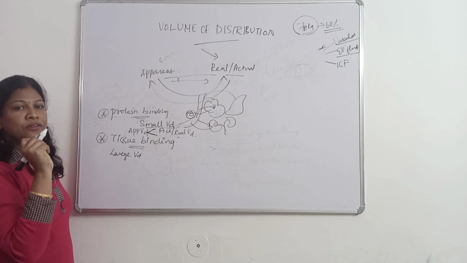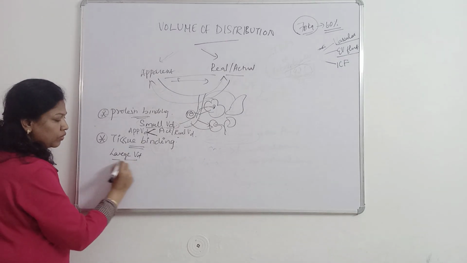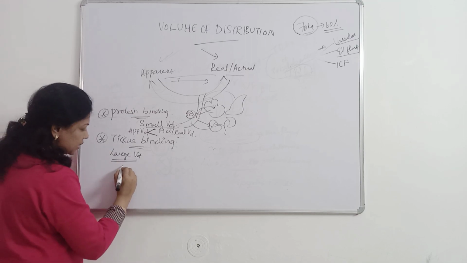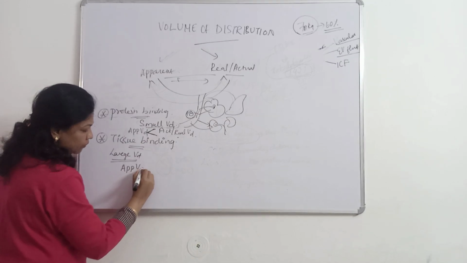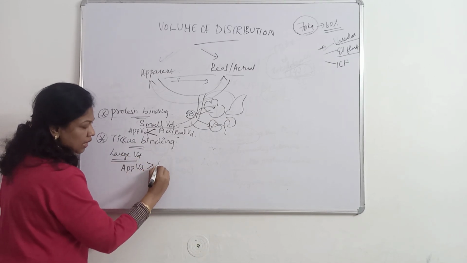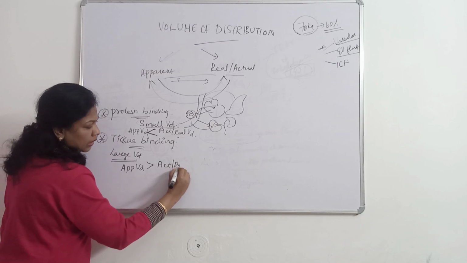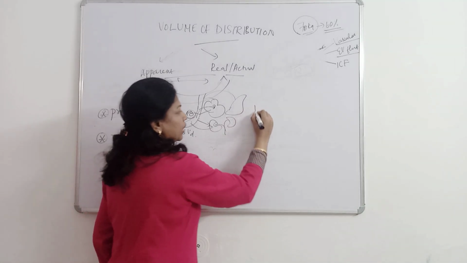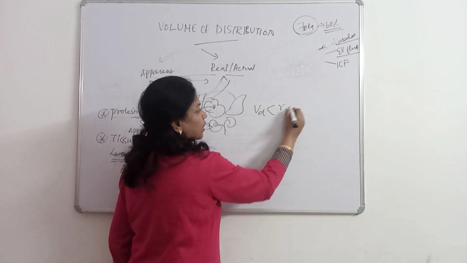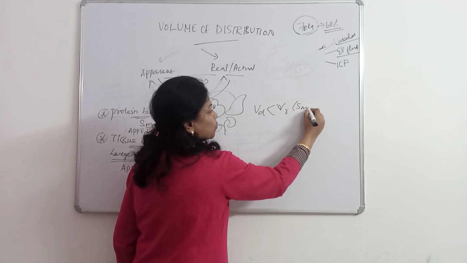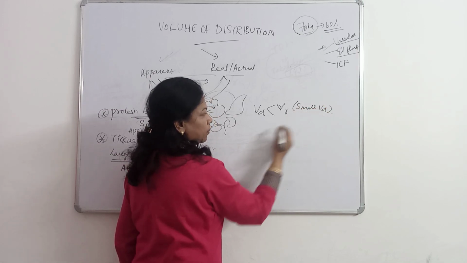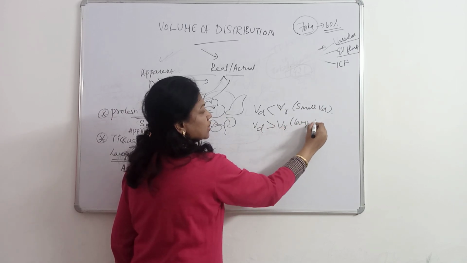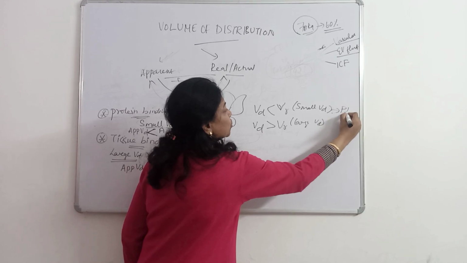So when tissue binding of drugs takes place, such drugs will have large VD. That means the apparent volume of distribution will be greater than that of actual or real volume of distribution, which is VR. So VD will be less than VR, that is small VD, if there is protein binding, but VD will be greater than VR, that is large VD, in case of tissue binding.